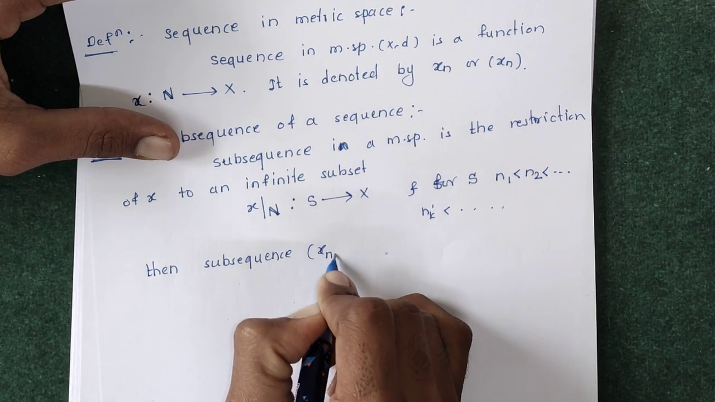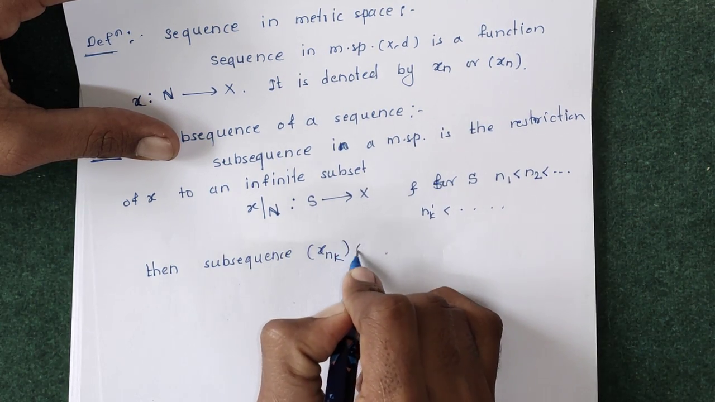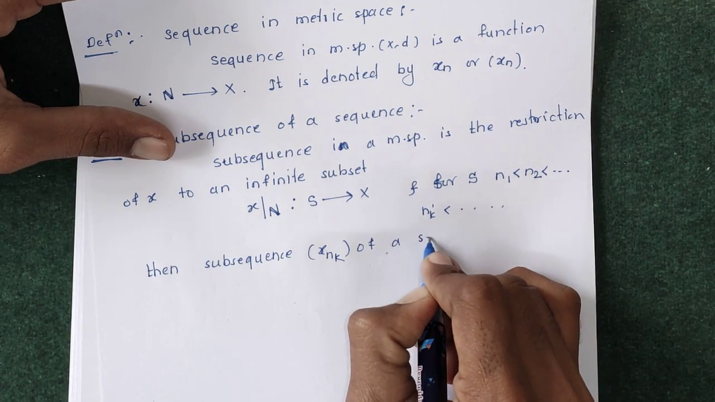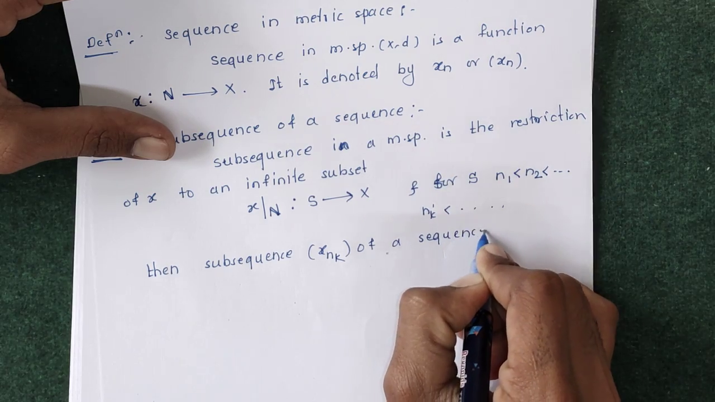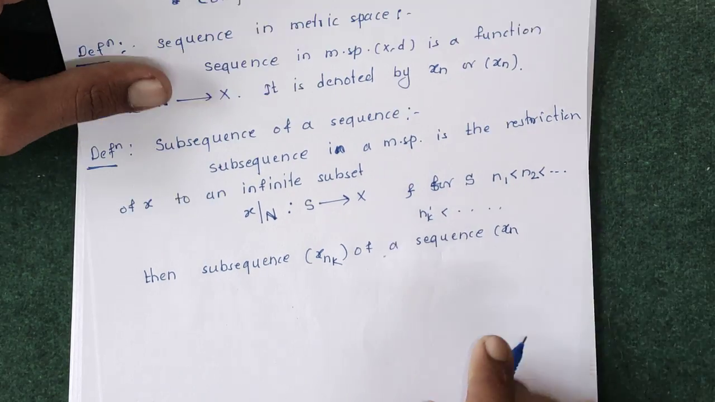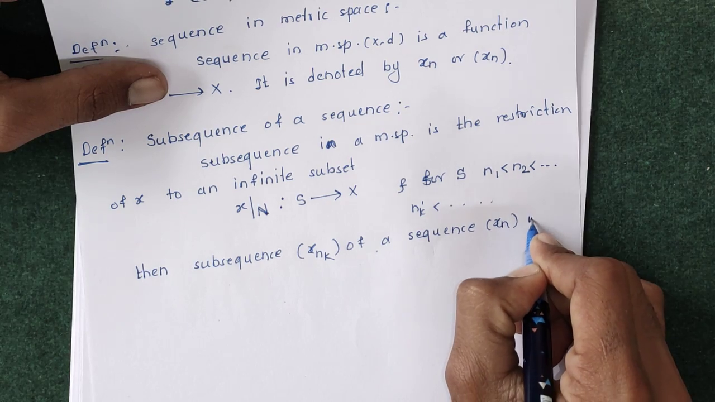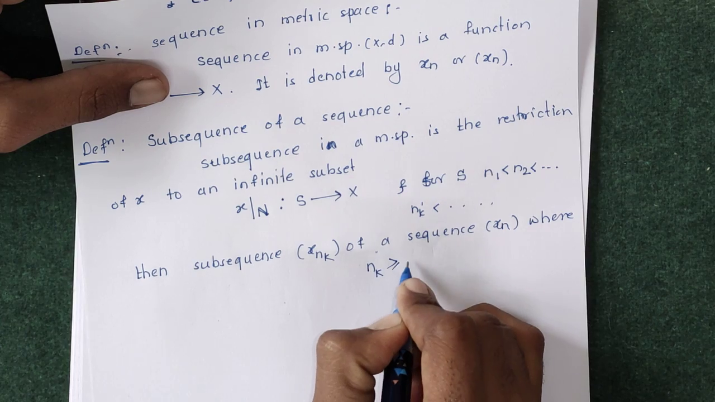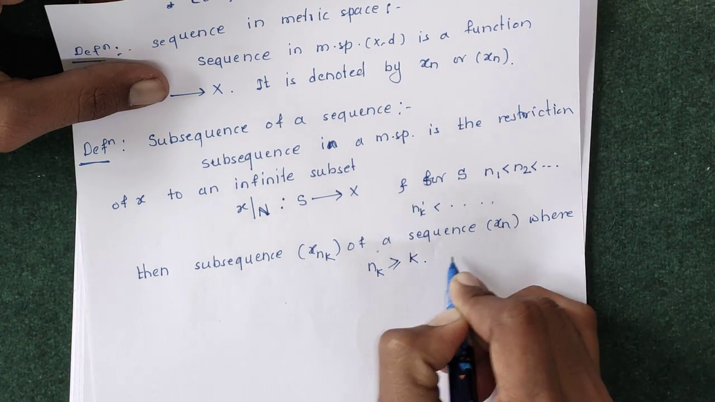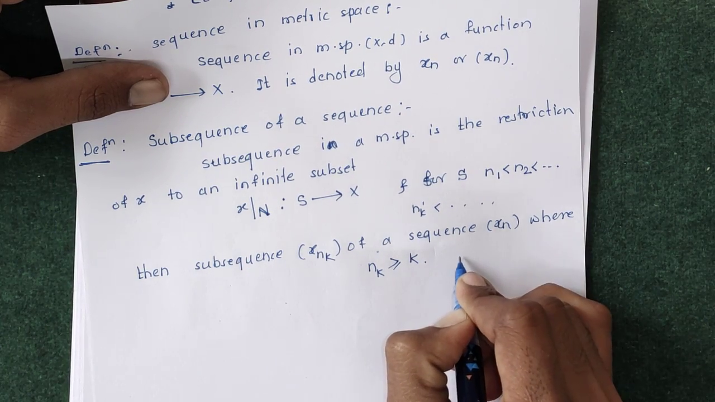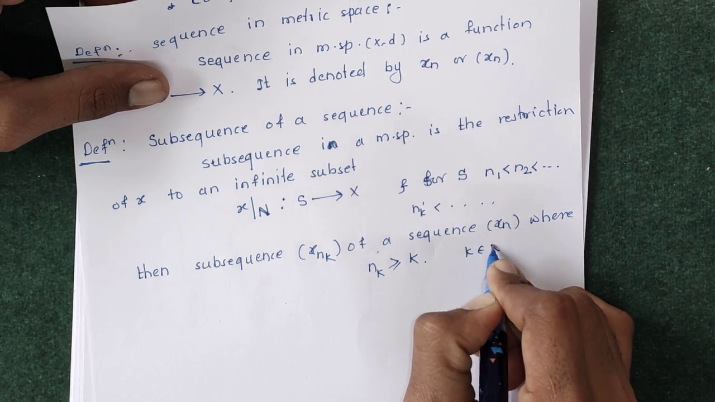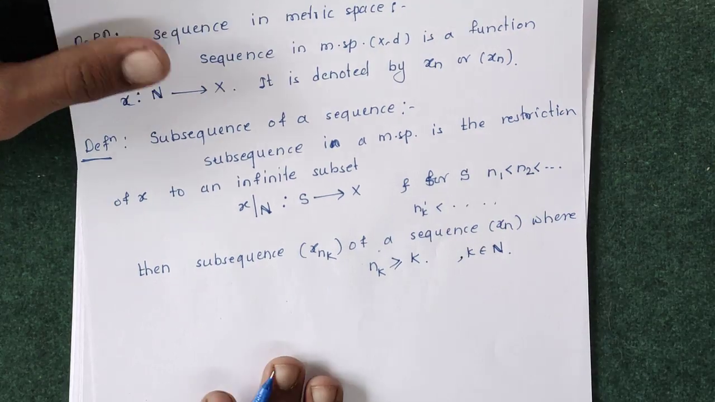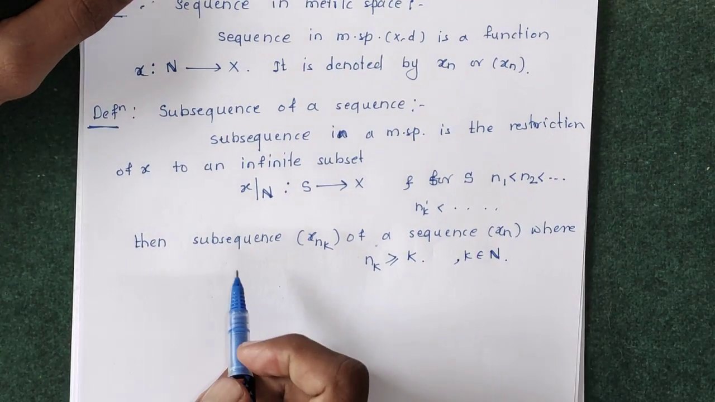The notation of the subsequence is xnk of a sequence xn. We have a subsequence xnk of a sequence xn, where nk is greater than or equal to k for all k belonging to the set of natural numbers. So first of all, sequence in metric space.